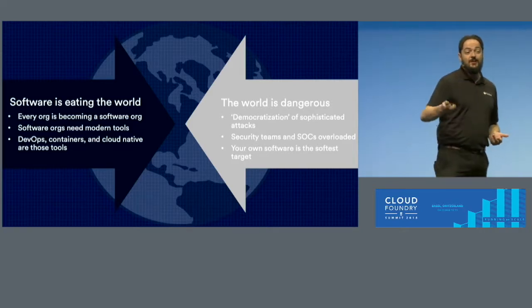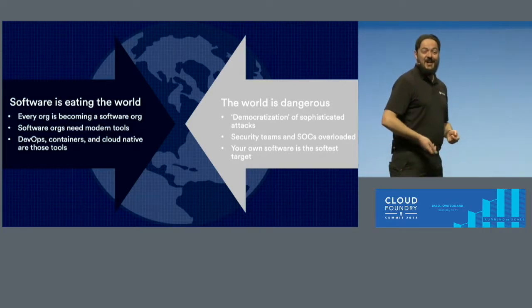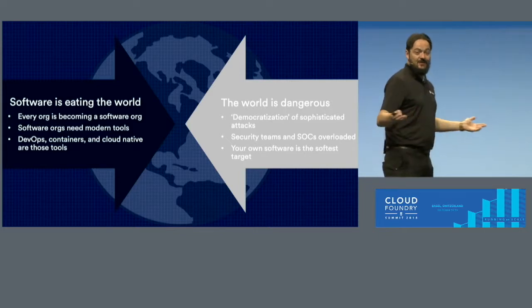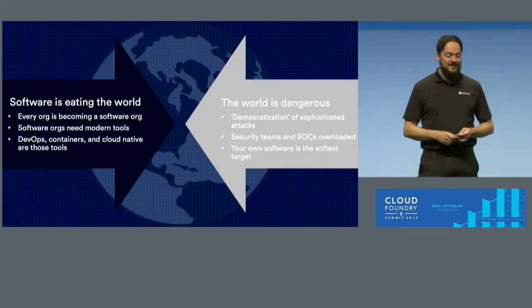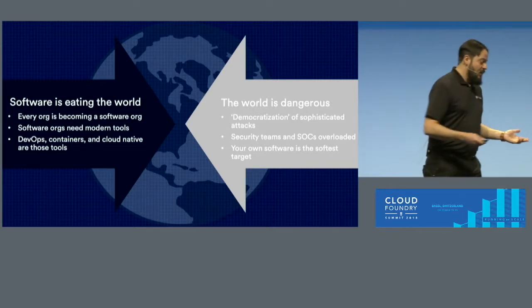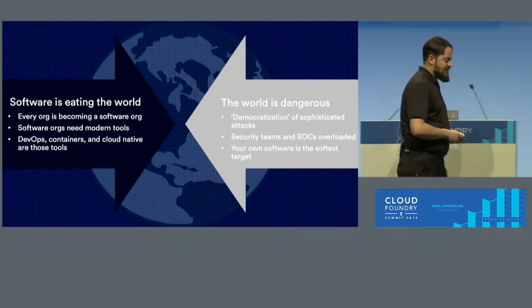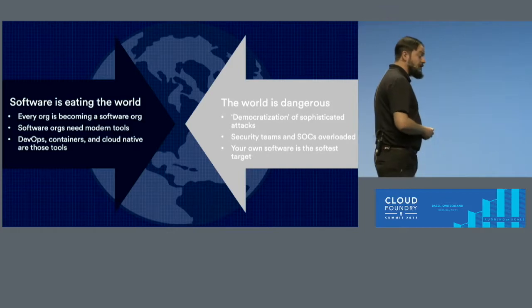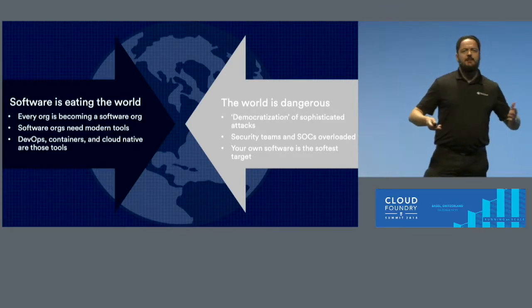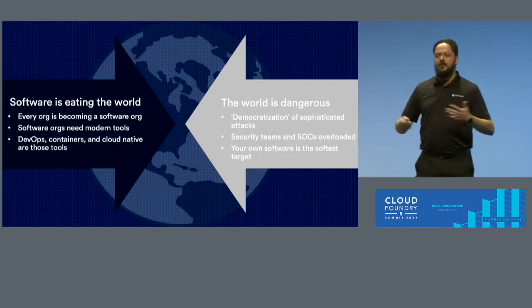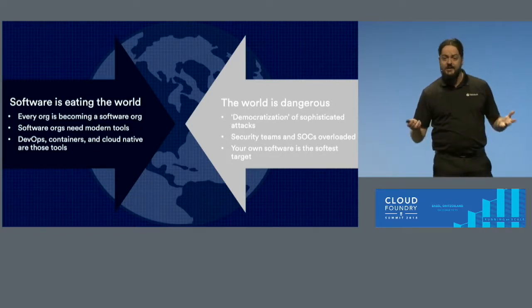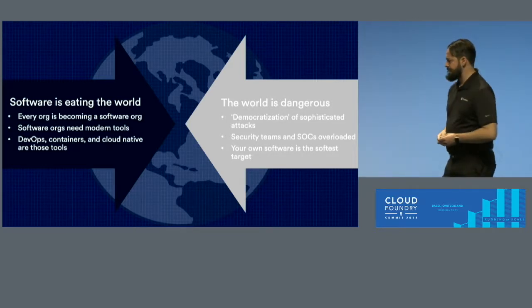We've got people who are just looking to steal your CPU cycles. Tesla was a wonderful example. I mean, what a smart attack they had, all because of that Kubernetes control plane. And then your own software is the softest target. Well, is that fair? Probably not. But if you're developing your own software, as you are as a software company, then nobody else is policing that software for you. That is something you would need to do.